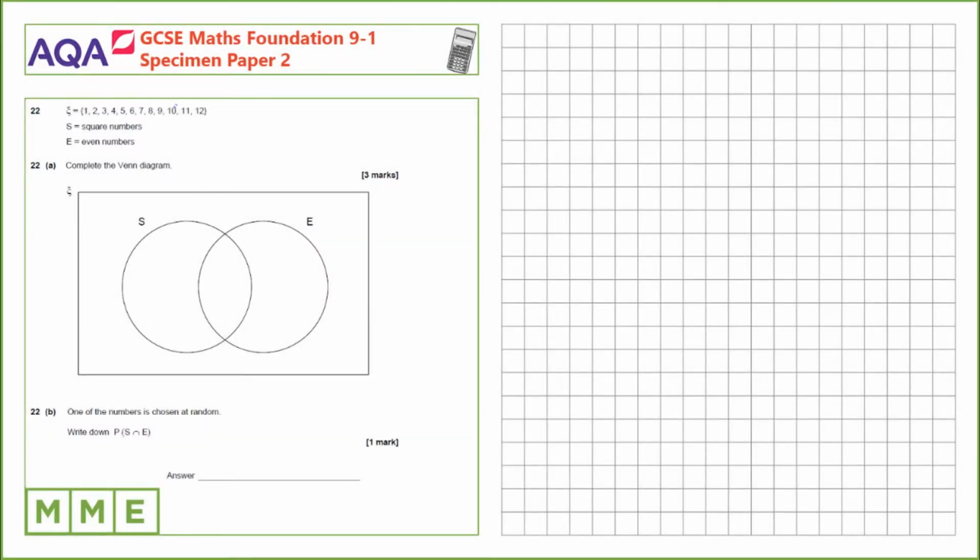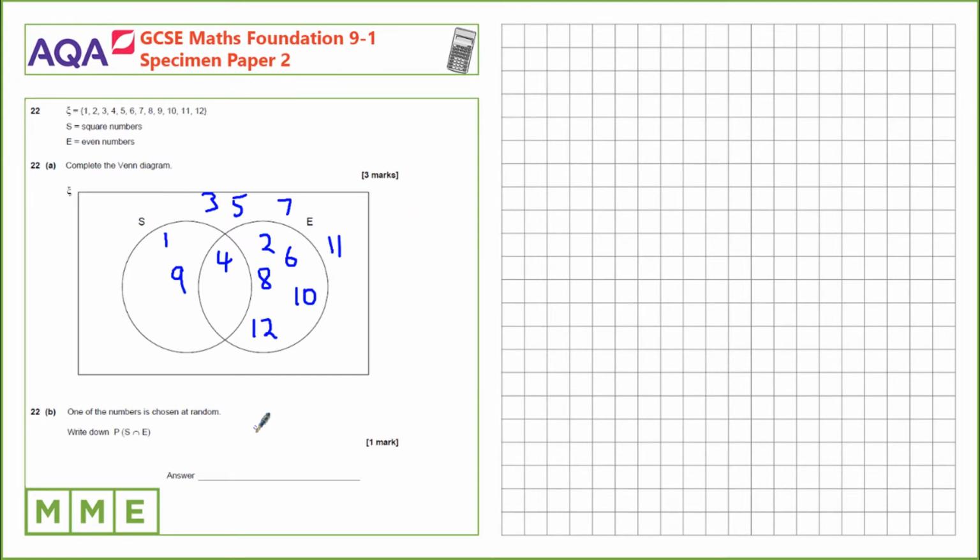Question 22. We're given a set, and we're given that S is the square numbers and E is even numbers. Complete the Venn diagram. So we need to sort all these numbers into these two sets here. For example, 1 is a square number but not even, 2 is an even number, not square, and we continue from there onwards. So we have 3, 4, 5, 6, 7, 8, 9, 10, 11, and 12. Numbers that aren't contained in these two sets go outside, but still within this area here.